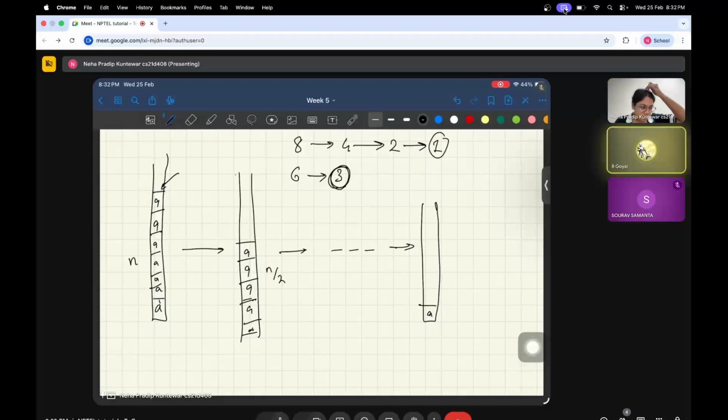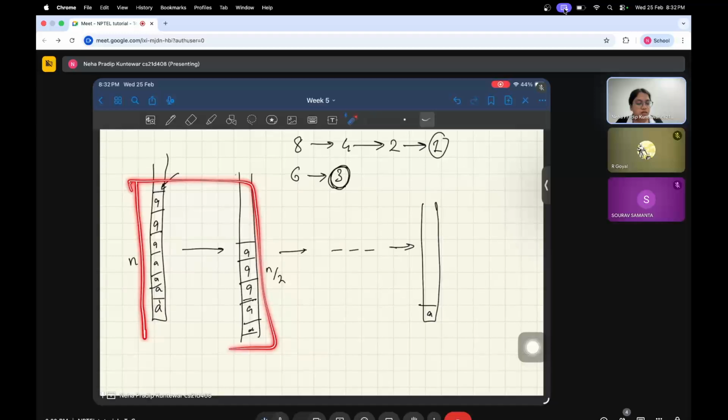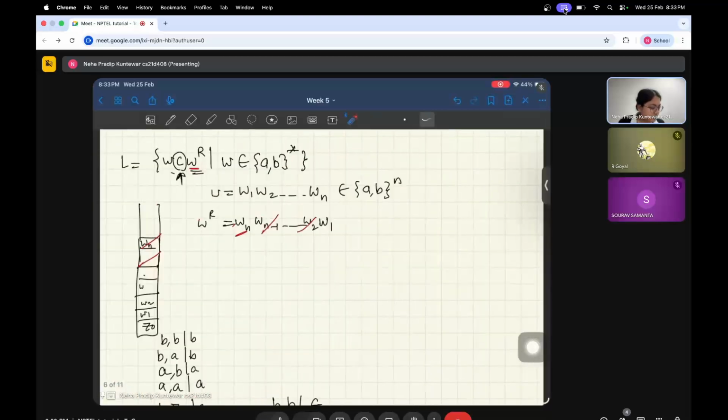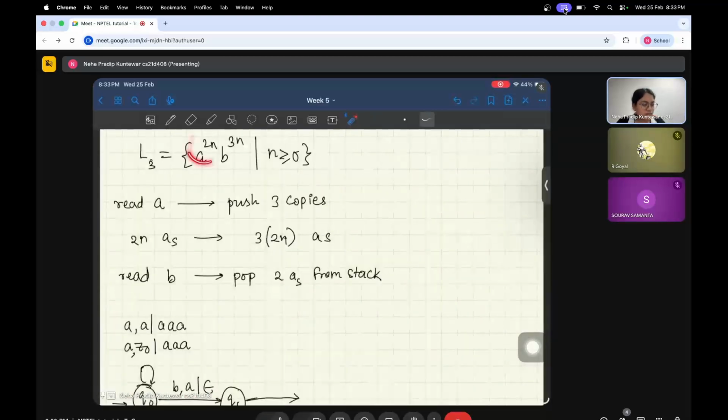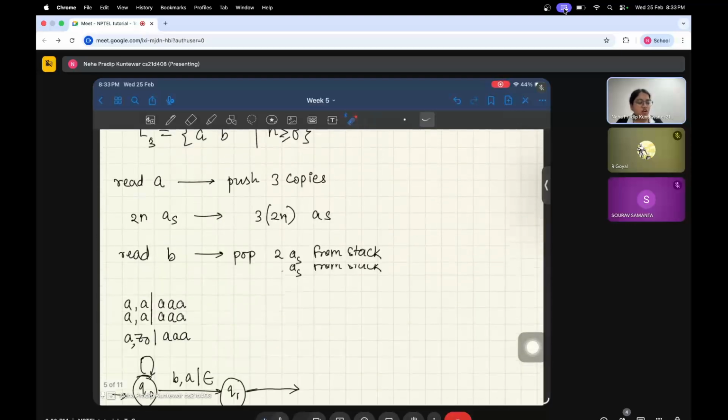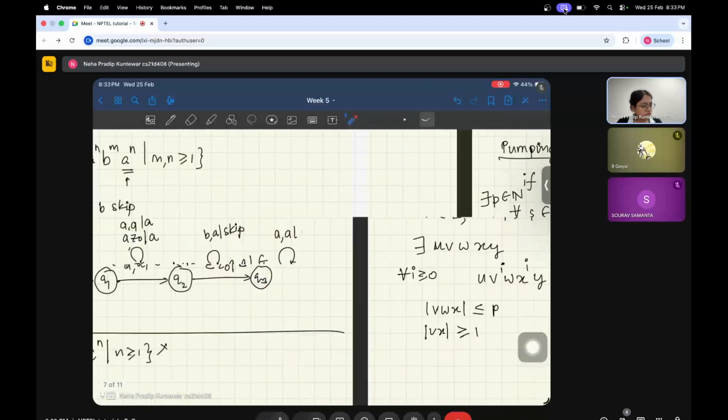Right. So the only thing you need to do is find out how to get from n number of a's to n by 2 number of a's. This is similar to what we did earlier today, when we had this example. There was some kind of matching that we needed to do, so we carefully decided what to skip, or equivalently how many copies to push.